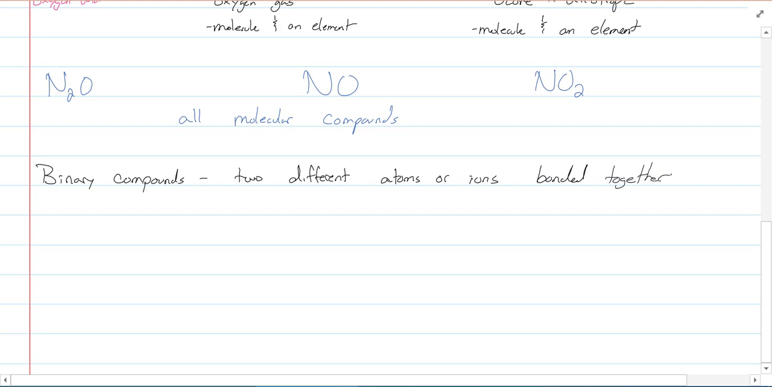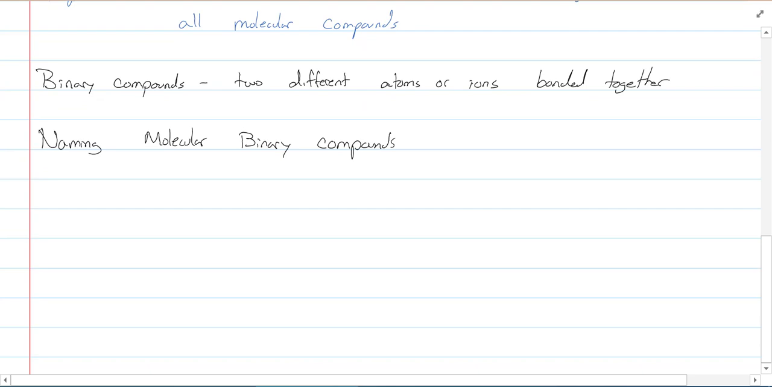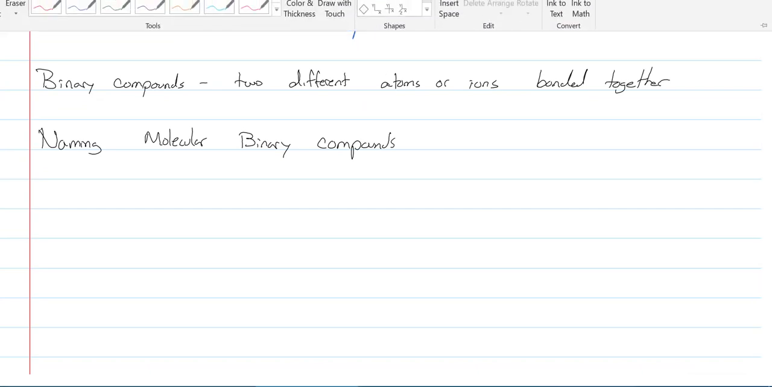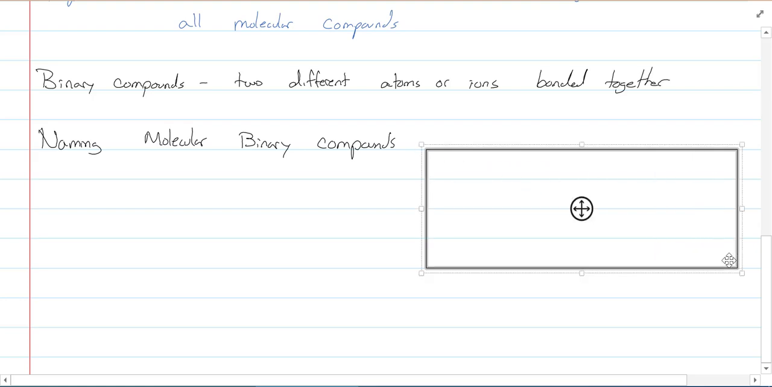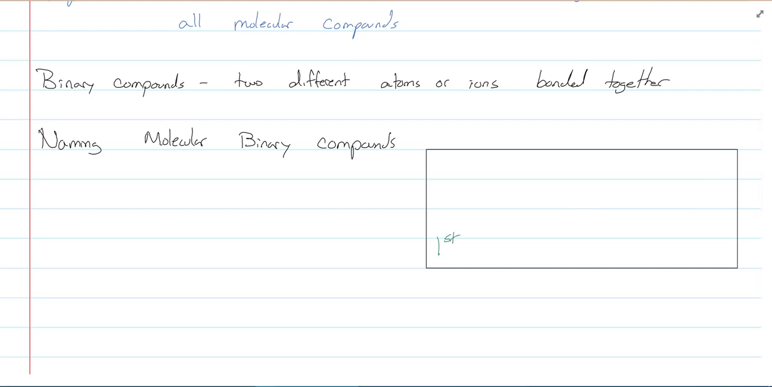Okay, so when we talk about naming binary compounds, we'll name molecular binary compounds first. So if we have a periodic table here, that's my periodic table. It goes this way, first to last. Looks somewhat like that. Okay, that's my periodic table.